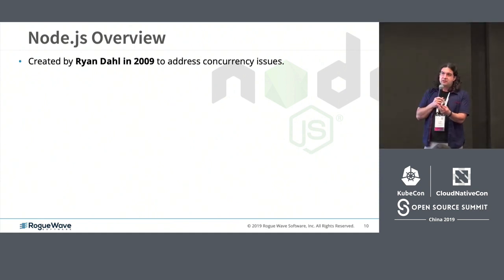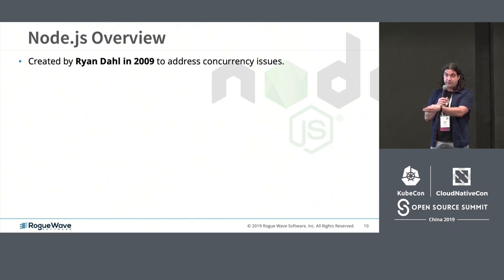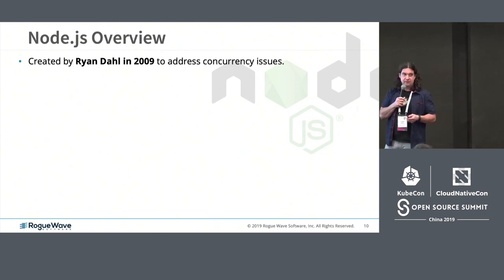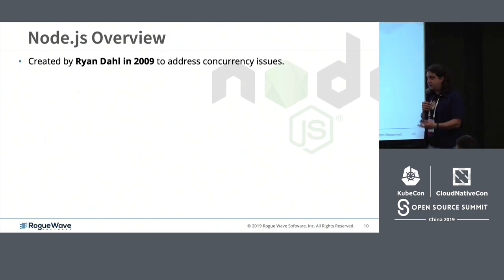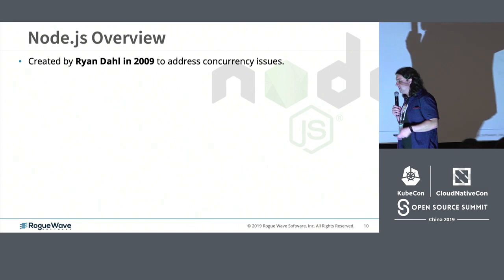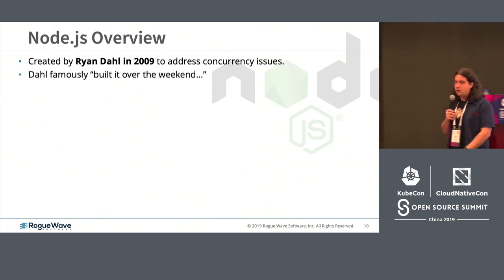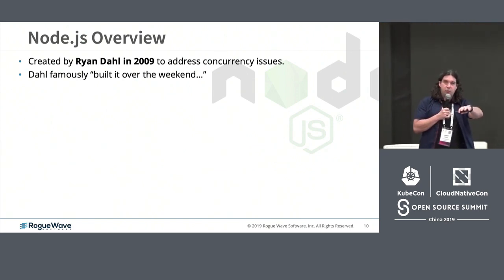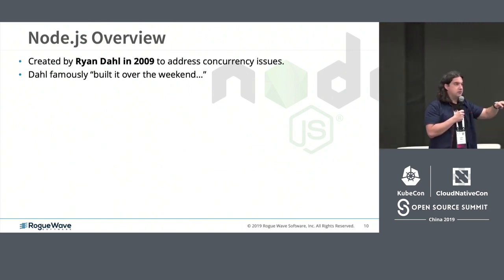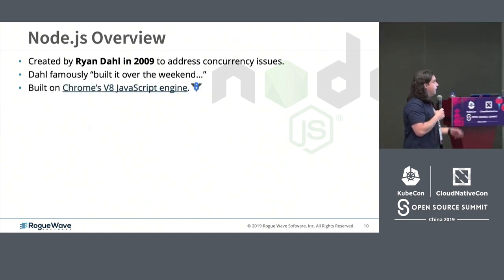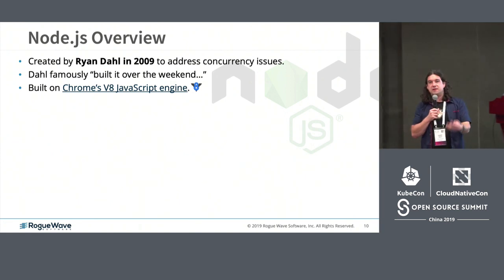A single JavaScript process is single-threaded by default, right? We have one engine, in this case the V8 Chrome engine, which is our JavaScript interpreter, and that is a single-threaded process. But as we'll see in a moment, Ryan Dahl sort of famously, over the weekend, built a layer between the V8 engine and the JavaScript interpreter. And we'll see a picture of that in a minute. But it's built on Chrome's V8 JavaScript engine.